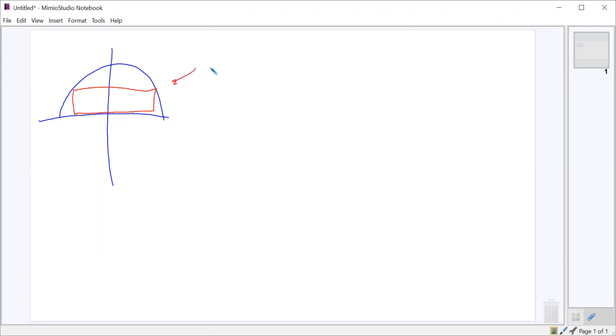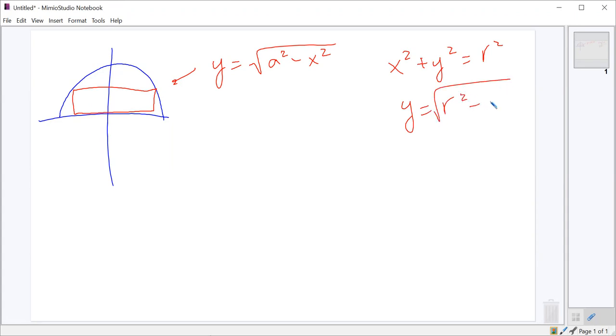You should know that the equation of a semicircle is y equals the square root of the radius squared minus x squared. That just comes from x squared plus y squared equals your radius squared. If you solve that for y, you get y equals the square root of r squared minus x squared. Since our radius is a for this particular problem, we're just replacing the r with an a. The positive square root gives us the upper half of the semicircle, and the negative square root gives us the bottom half of the semicircle.